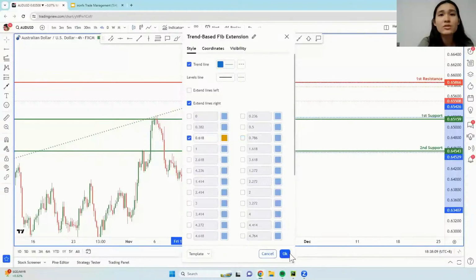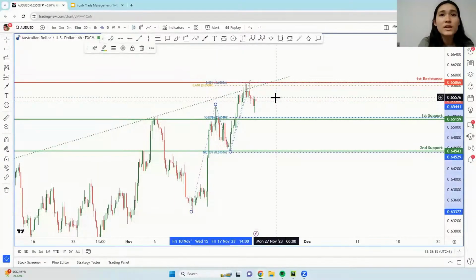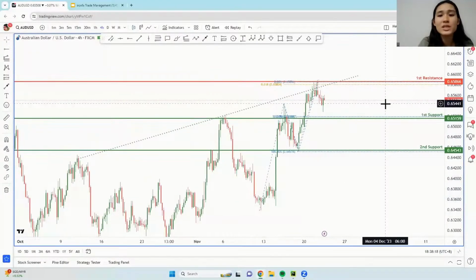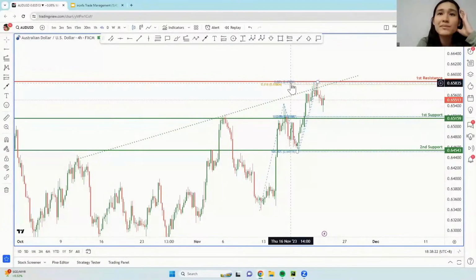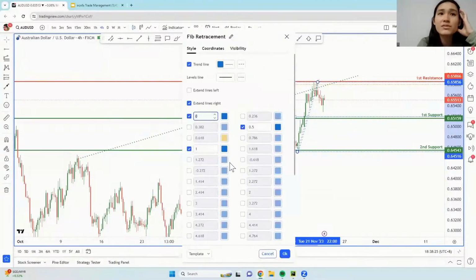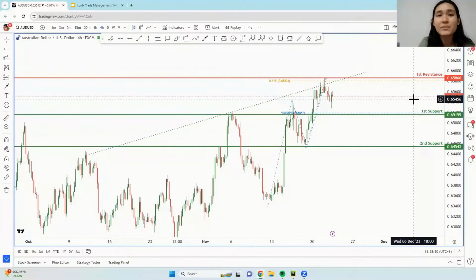Okay, my 61.8 also lines up with my first resistance. Okay, it doesn't have to line up exactly because we're typically looking for areas and not so much specific levels. Okay, so as long as they are kind of near the area, that's fine.